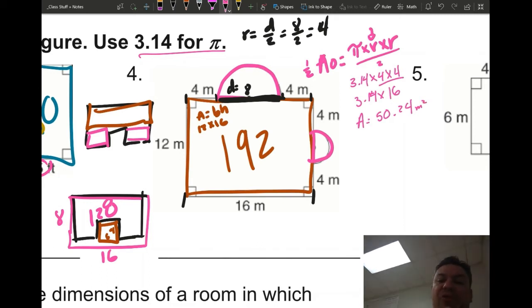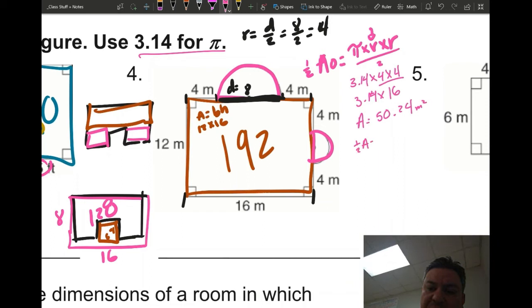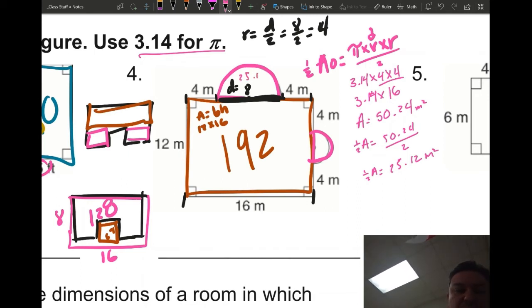However, that's the area for the whole circle. I only have half of a circle, so I need to divide that by 2. So half of the area is going to be 50.24 divided by 2. So half a circle is going to be 25.12 meters squared. So the area for this one is 25.12 meters squared.